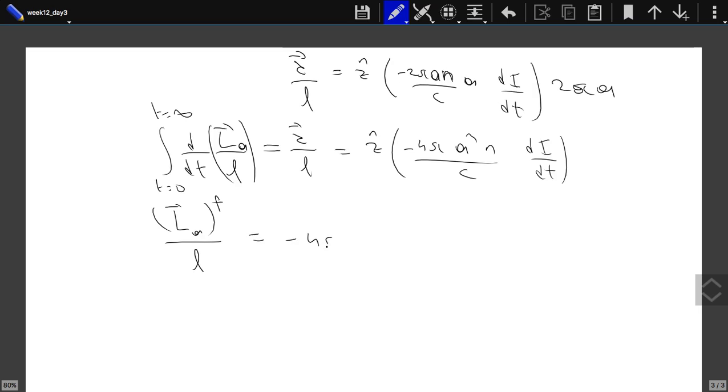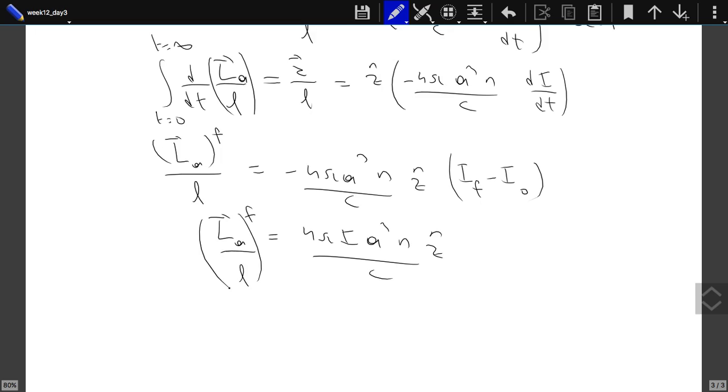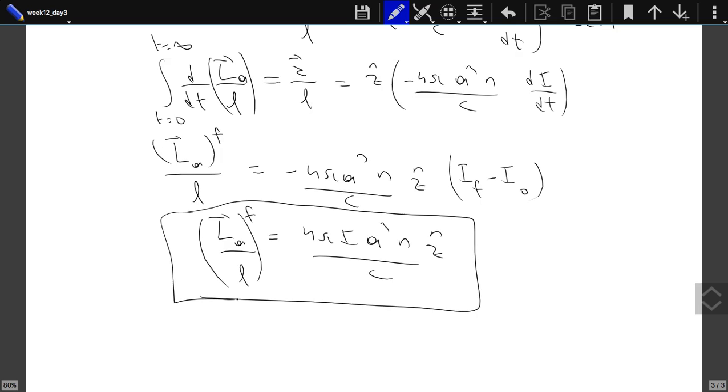This should be equal to minus 4 pi A cubed n over c in the z hat direction, I final minus I 0, which is equal to 4 pi I A cubed n over c in the z hat direction. So this is the final angular momentum of the inner cylinder.